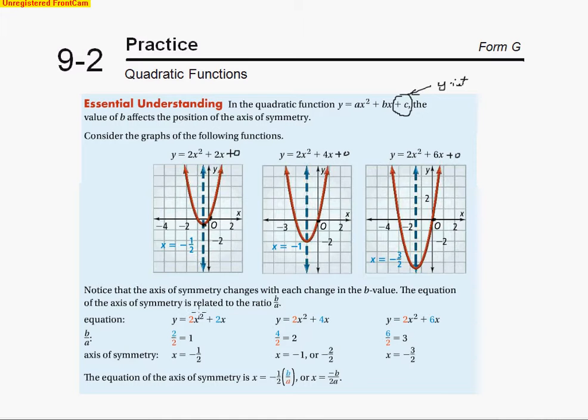And so what they did here is they looked at the a and the b term. So here's the b term, here's the a term, and they divided it. Notice when they divide the 2 over 2, they get 1.